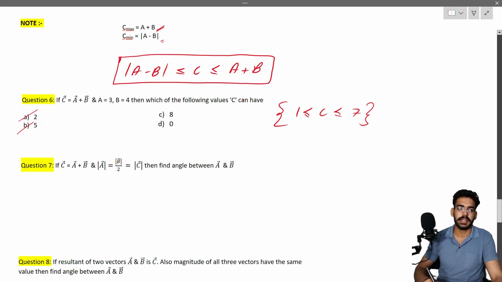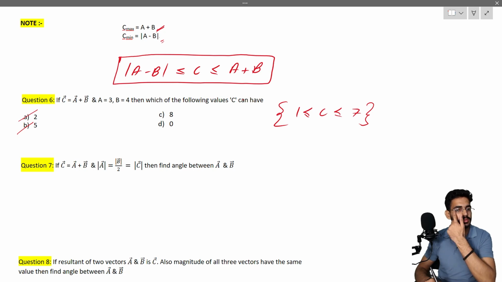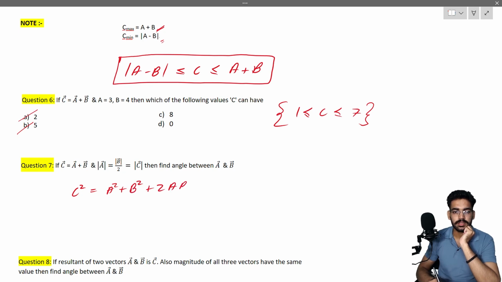We have C vector equal to A vector plus B vector, and magnitude of A equal to magnitude of B by 2 equal to magnitude of C, then find the angle between A and B. Okay, easy question. Just apply the formula, then you will have the next step. C square, I took the square, equals A square plus B square plus 2AB cos theta. We have to find out this theta. So now let's put the values. The easy thing is you put all the things in terms of C.